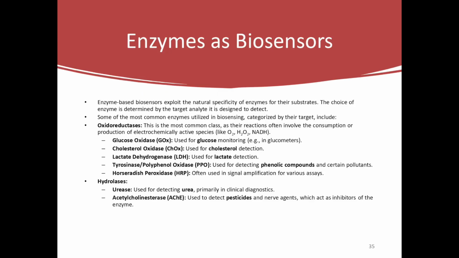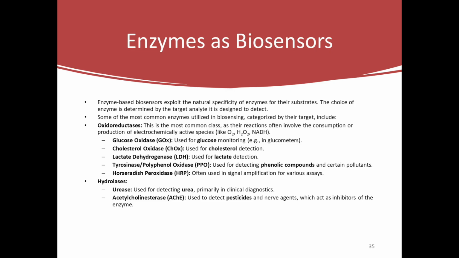Enzyme-based biosensors exploit the natural specificity of enzymes for their substrates. The most common class utilized is oxidoreductases, as their reactions often involve the consumption or production of electrochemically active species. Examples include glucose oxidase, or GOX, used for glucose monitoring, such as in glucometers. Cholesterol oxidase, or CHOX, used for cholesterol detection. Lactate dehydrogenase, or LDH, used for lactate detection. Horseradish peroxidase, or HRP, often used in signal amplification for various assays.